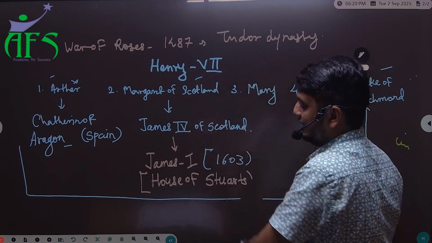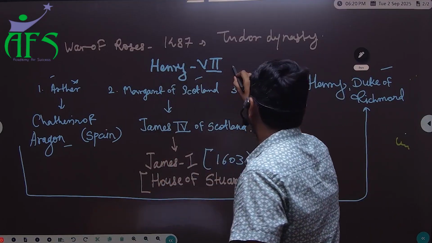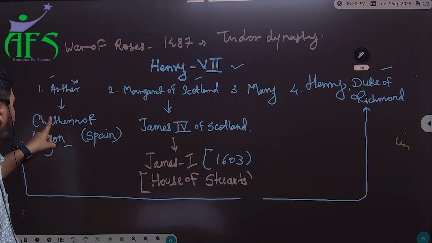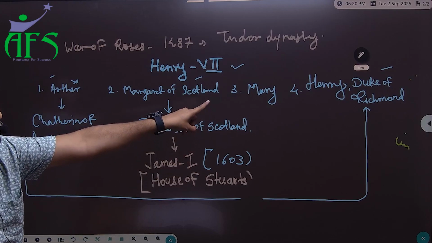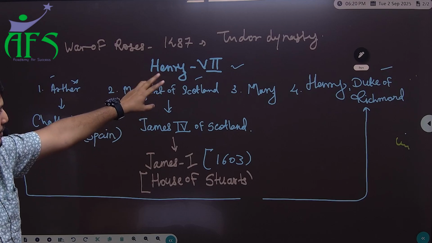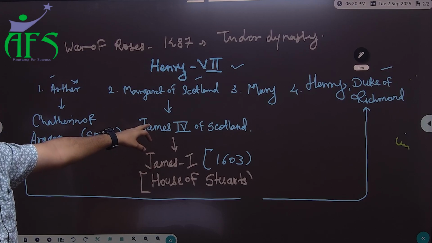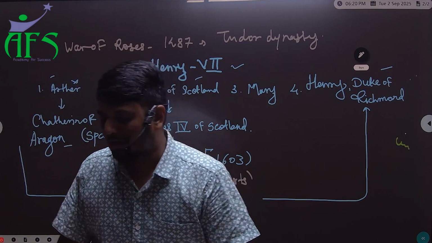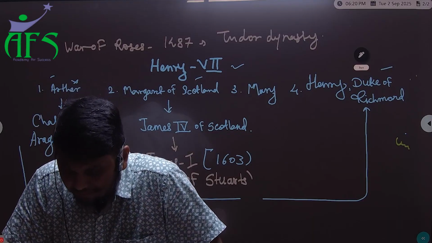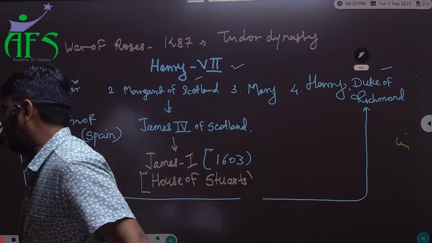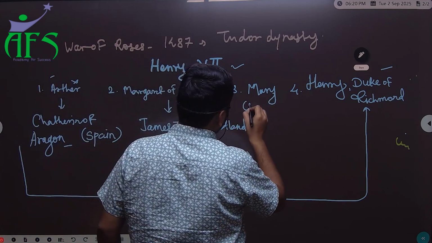So this is the second link. So Henry the Seventh has four children. Arthur died very early, and his widow married Henry, Duke of Richmond. The second child of Henry the Seventh was Margaret of Scotland. She had James the Fourth of Scotland, and then his son James the First, from whom, in this timeline, we have the House of Stuarts. So we're not going to discuss that one. Then we have Mary, Queen of France.